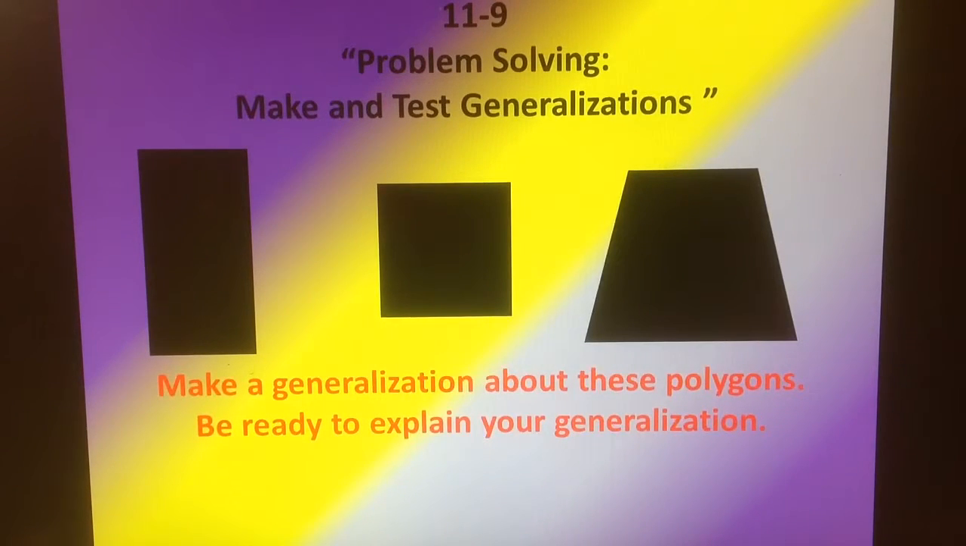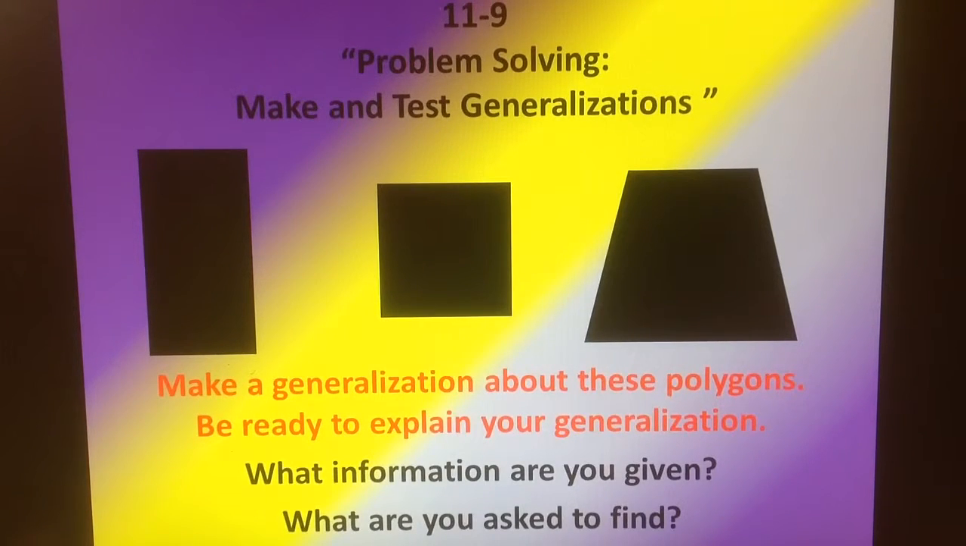So back to math. Make a generalization about these polygons. And be ready to explain your generalization. First, we asked ourselves, what information are we given? The information we're given is what we see on the screen here. This is a piece of information about a polygon. This is giving us information about a different polygon. And this is giving us information about a third polygon. What are you asked to find? You're asked to find a generalization about all three, or what is the same about all three.